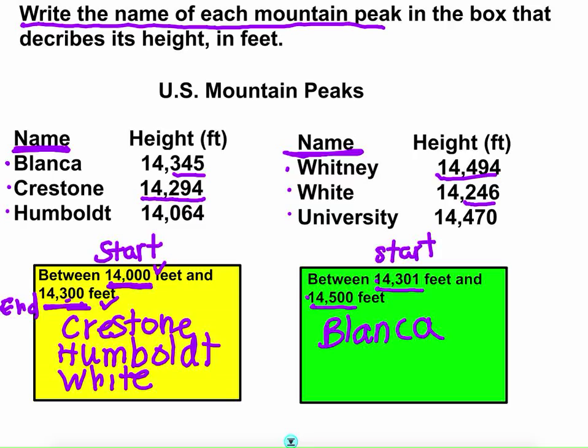All right. So Blanca is done. Crestone has a place. Humboldt has a place. Whitney, no. But let's look at Whitney. 14,494, which is greater than 14,301, but less than 14,500. So Whitney can go here. And last but not least, University. 14,470 is greater than 14,301, but less than 14,500. So we're going to put University here.